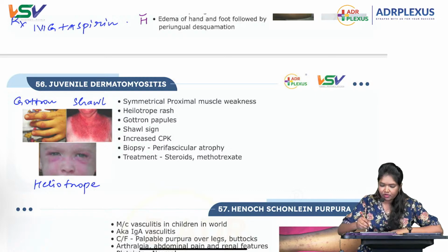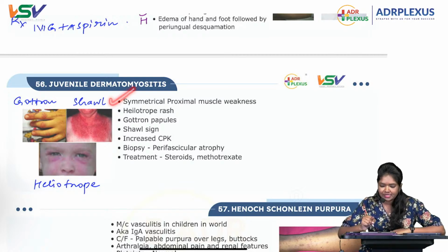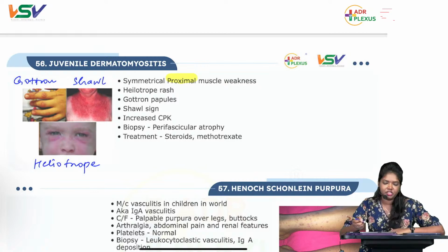Okay, so these three are features of juvenile dermatomyositis. Juvenile, seen in children, with skin involvement as well as myositis, muscle inflammation. Very important, it is a symmetrical proximal muscle weakness. Symmetrical proximal muscle weakness, heliotrope rashes, Gottron papules, shawl sign, image based.